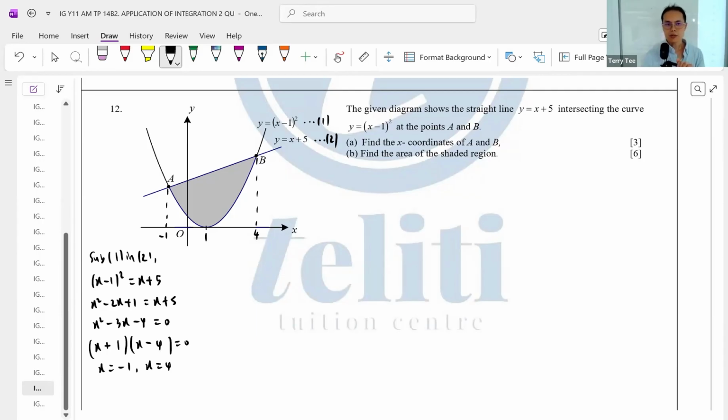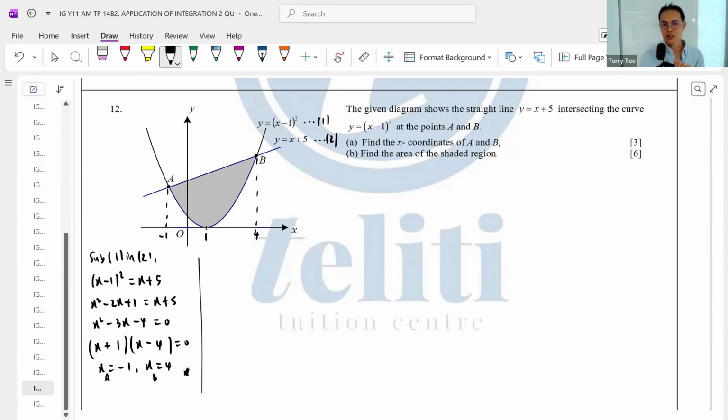This one is 1. How do I know this is 1? At the x-axis, y is 0. You can let y be 0 and find x. But actually, that is not important. What we want is the x-coordinate. The x-coordinate of point A is -1. The x-coordinate of point B is just 4.